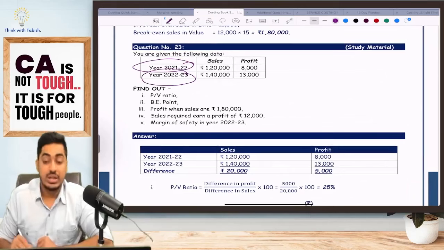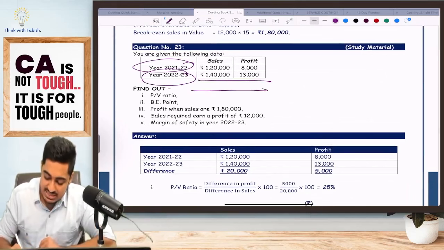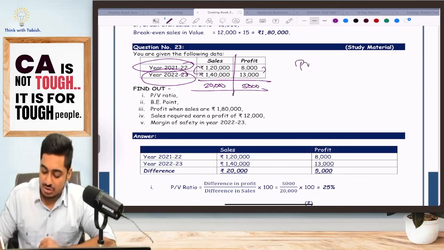21, 22, 22, 23. 2 years. Sales is given, profit is given. Tell me by how much my sales has increased from 120 to 140. 20,000. By how much my profit has increased? 5,000. So PV ratio is change in profit divided by change in sales. It is 5,000 by 20,000.